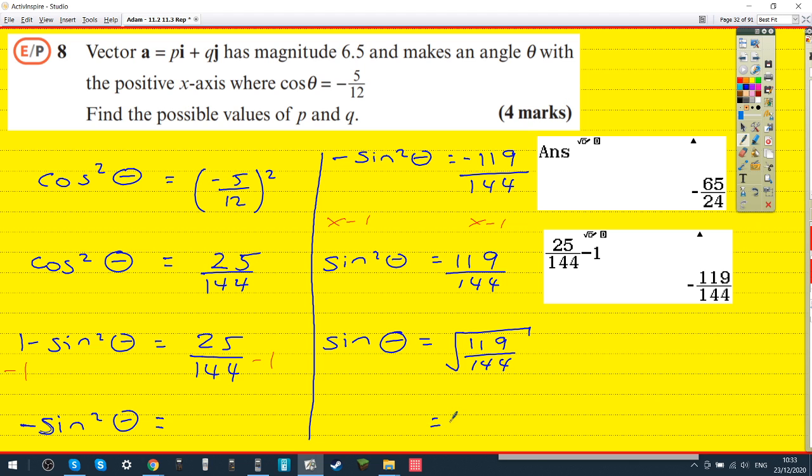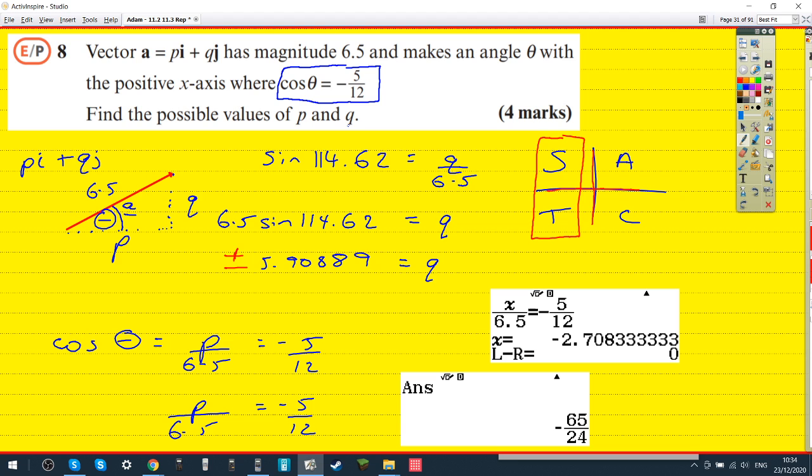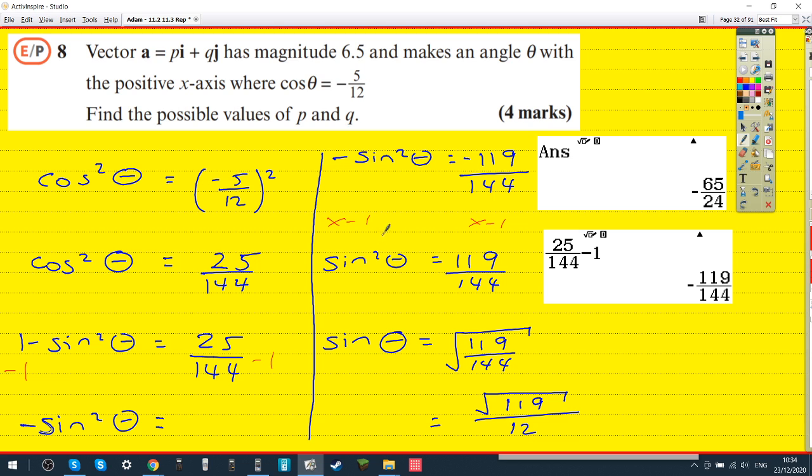Which is square root 119 over 12. That's it. And then you do inverse sine. Slow down. Over 12. The value of Q is sine theta, isn't it? Sorry, it's 6.5 sine theta. Q is 6.5 sine theta. Sine theta is this value.